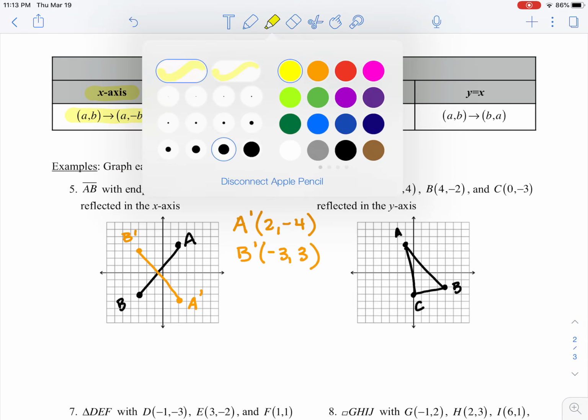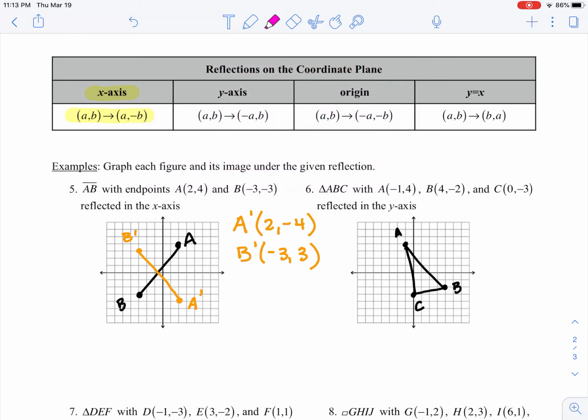Okay, take a look at question number 6. In question number 6, we're performing a reflection, this time over the y-axis. So that flips our picture left to right. Since we're flipping left to right this time, our x-coordinate is going to change sign, but the y-coordinate stays the same. A reflection in the y-axis, the y-coordinate stays the same. The x-coordinate switches sign. So in question number 6, we're looking at triangle ABC.